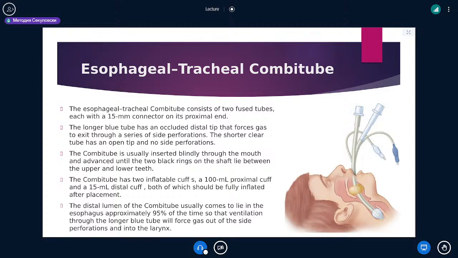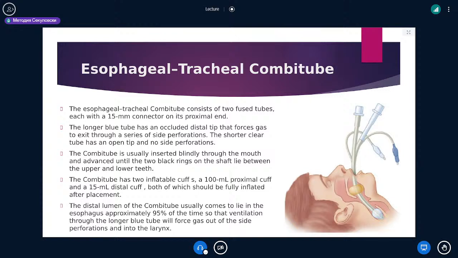About the esophageal tracheal combi tube, this is a combination of two tubes in one, an esophageal tube and a tracheal tube. The first tube goes to the esophagus. When you inflate the cuff balloon, it stops and closes the esophagus. The other tube goes to the trachea. The longer blue tube has an occluded distal tip and forces gas to exit through a series of side perforations.